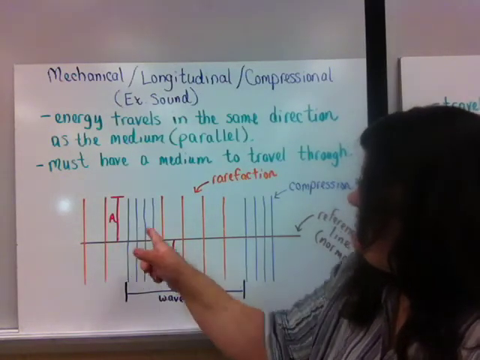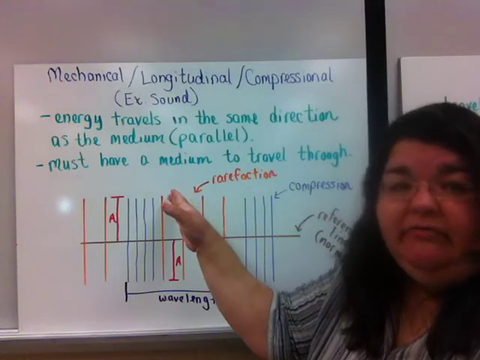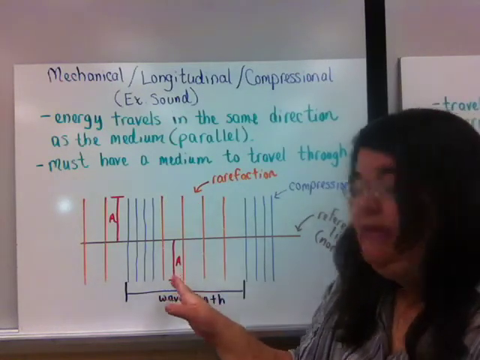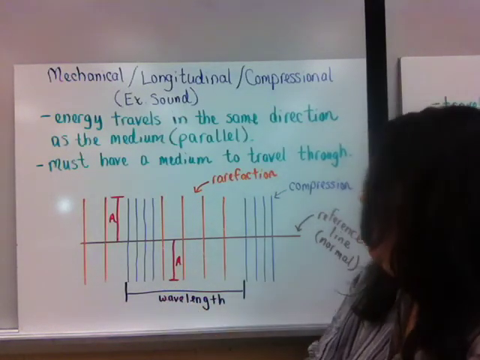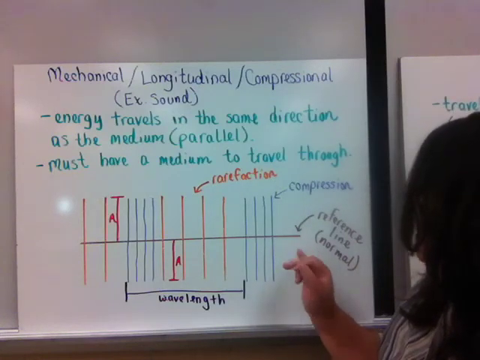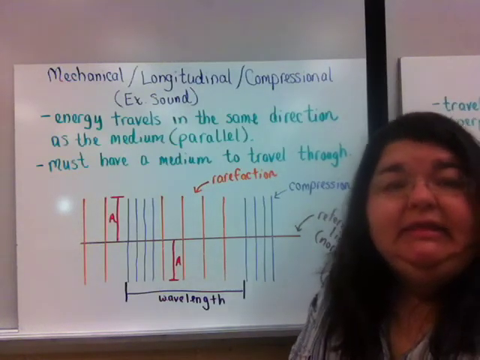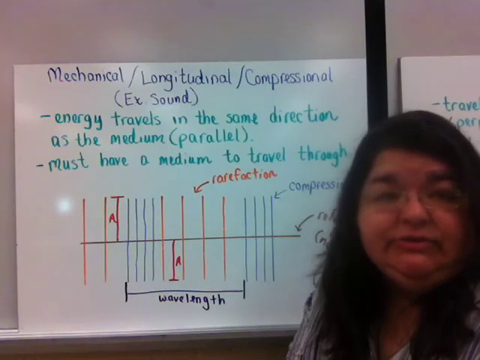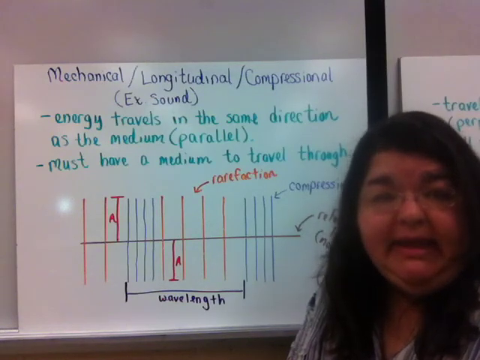Now we still have amplitude here. The lines above are equally as high as the lines below are low. And we still have the normal line or the reference line. The thing that is different here is we don't have a crest or a trough when we're talking about mechanical waves.